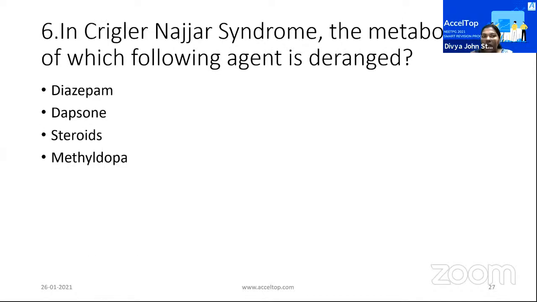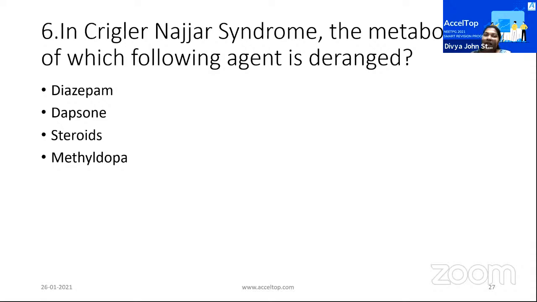The next question is a clinical application form of question of the same concept. In Crigler-Najjar syndrome, the metabolism of which of the following agents is deranged? The options given are diazepam, dapsone, steroids, and methyldopa.